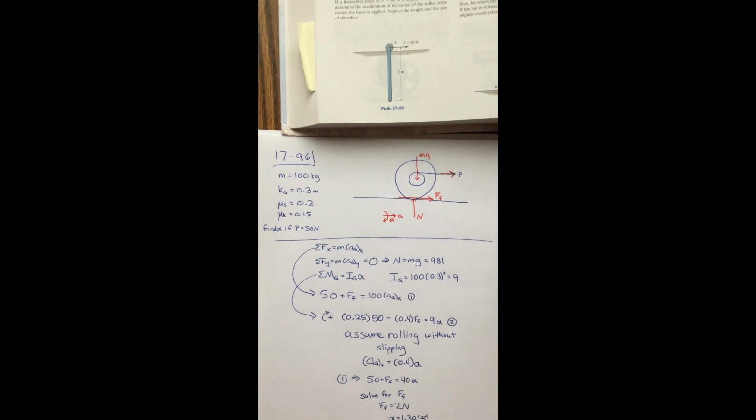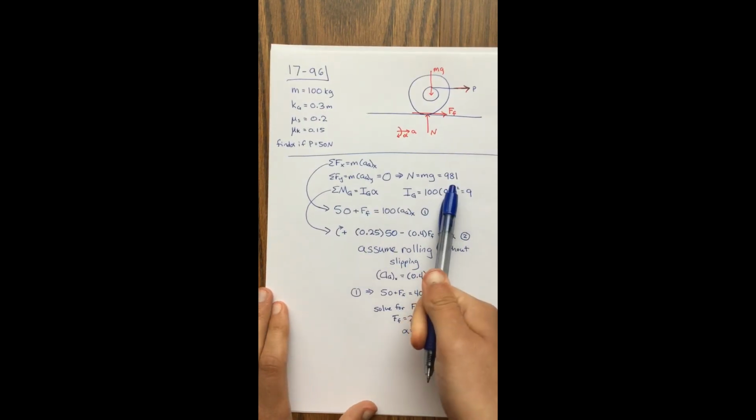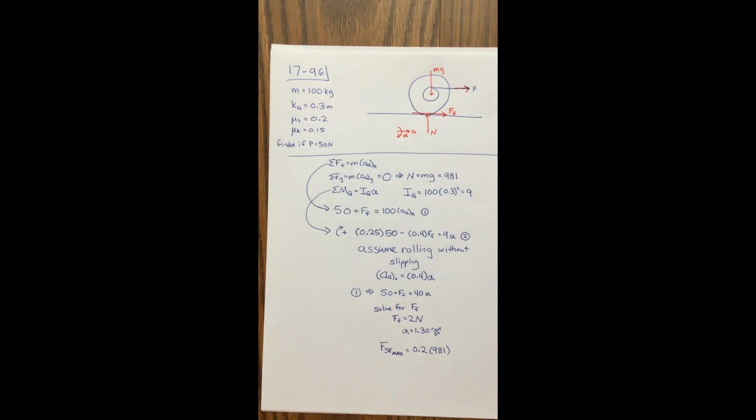So I need to make sure that it is actually rolling without slipping. So friction needs to be 2 newtons to the right in order to have rolling without slipping. And I found the normal force. I have the coefficient of static friction, so the maximum value for the force of static friction is 0.2 times 981, and that is 196.2, and 2 newtons is definitely less than 196.2 newtons, so it is indeed rolling without slipping.